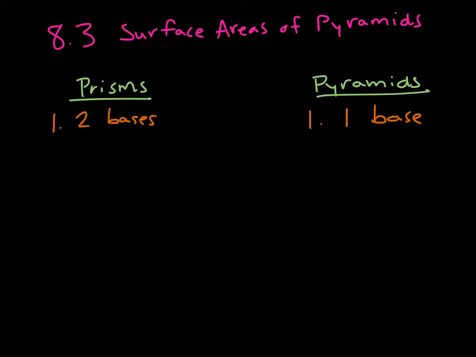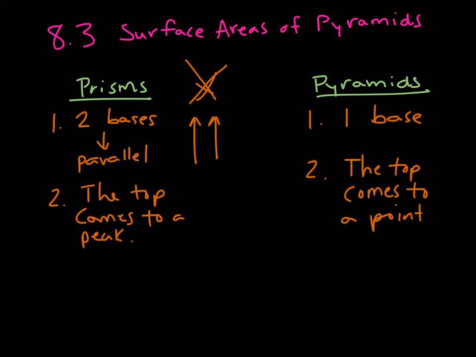So the main difference, and this is where you should look first, is that a prism has two bases, but we have to remember that they are parallel. That means when we have parallel lines going in the same direction, they will never intersect. It'll never happen. So they have to be parallel. And a pyramid only has one base. These next two are not really in the book, but the top on a prism comes to a peak, whereas the top on a pyramid comes to a point.